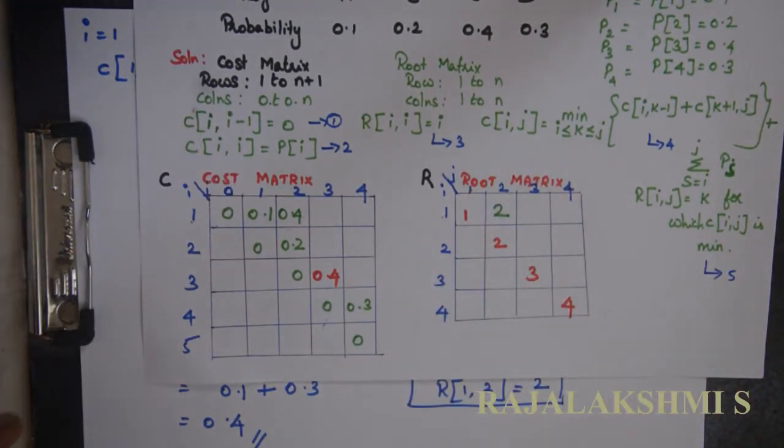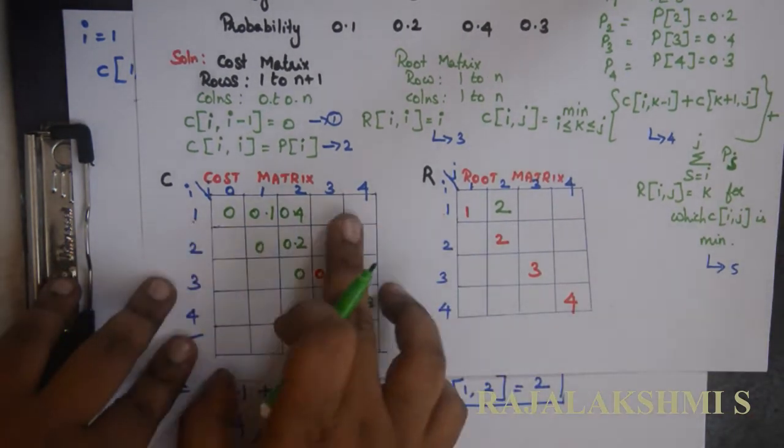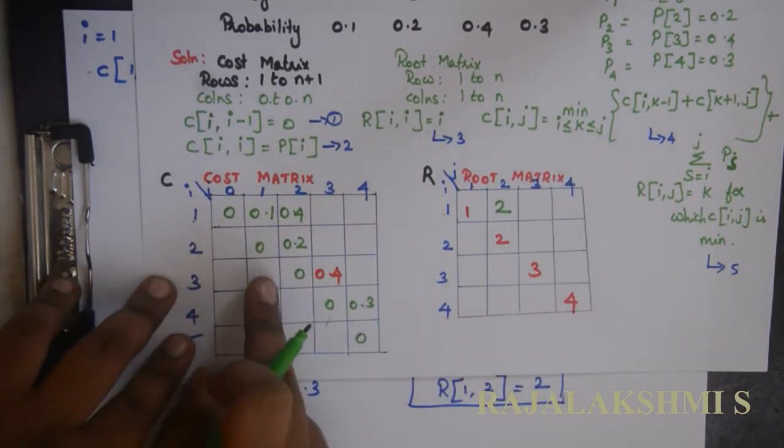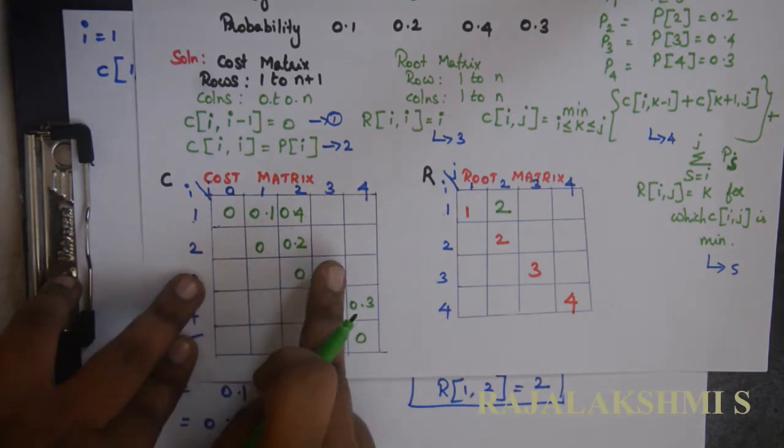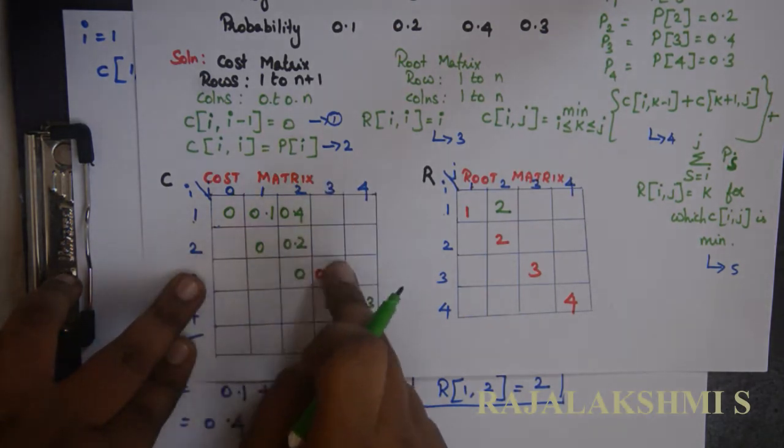Okay. So now what is the next value we should find? 1 comma 3. Sorry, we should fill the values by diagonal, right? So the next value we should find is 2 comma 3. So i is equal to 2 and j is equal to 3.